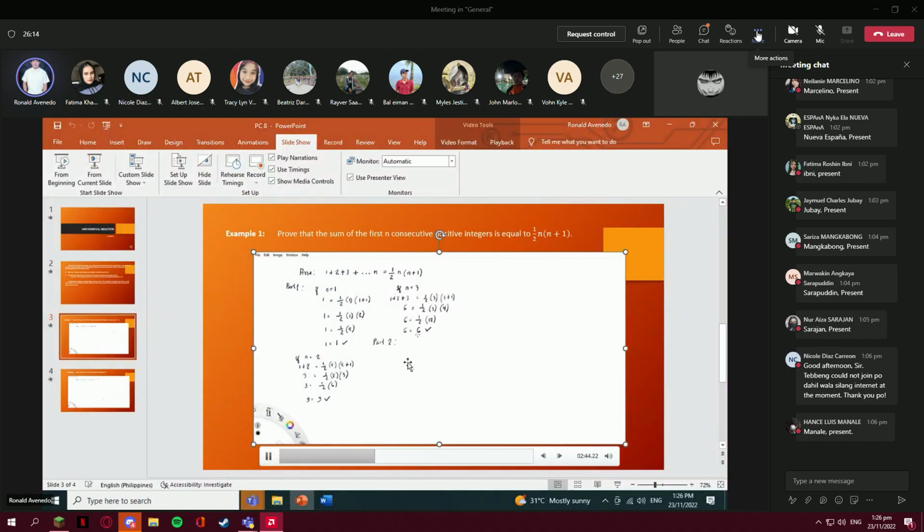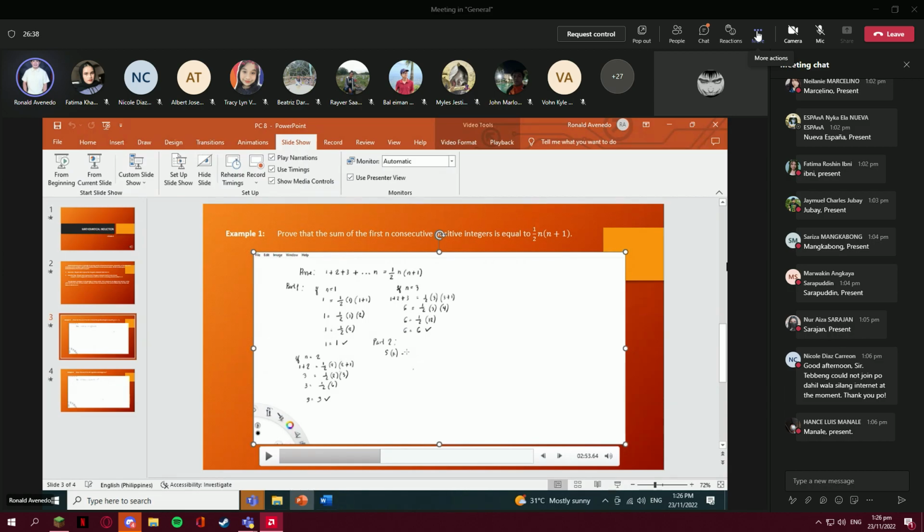In part 2, we will now assign a variable. Kasi 'di ba sa formula, mga letters lang 'yan. So what if we don't know the value of n? Usually yun naman ang ginagamit sa formula because we don't know the value, then we will just substitute it, depends on the given sa problem.